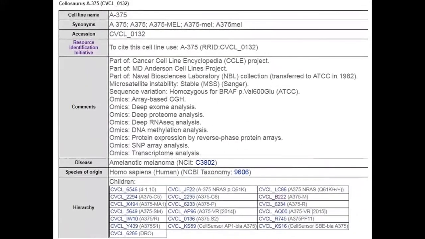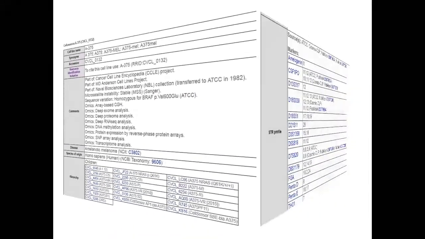I can show you here another example with a very famous melanoma cell line, where you see that there is also some information on what type of omics work has been done on this cell line. You see that the cell line has been analyzed by exome, proteome, RNA-seq, protein expression, SNP array, and so on. And there are more and more cell lines which have been studied by many different omics technologies. You see a sequence variation here. It's homozygous for a BRAF mutation. And at the bottom of the screen, you see links to all of the children cell lines of this cell line. So this cell line has been used to create other cell lines with different resistance to different compounds or for different reasons. So you see this list of children cell lines.